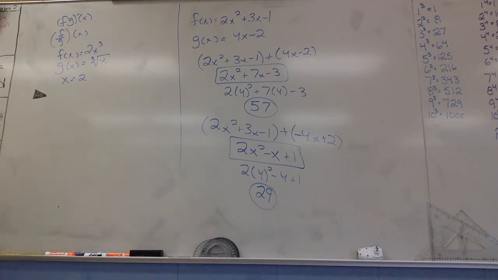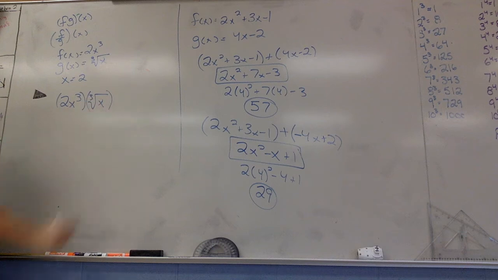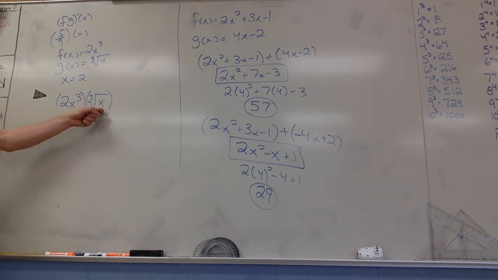So for this problem, what we've got to do is multiply them first. So what I have is 2x cubed times the cube root of x. But you can't actually simplify it right here. What you're going to have to do is rewrite this. I need to rewrite the second one as something with an exponent on it.